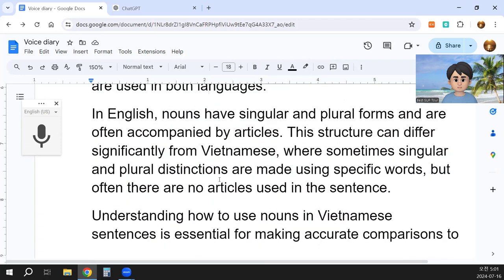In English, nouns have singular and plural forms and are often accompanied by articles. This structure can differ significantly from Vietnamese. Well, sometimes singular and plural distinctions are made using special words, but often there are no articles used in the sentences.